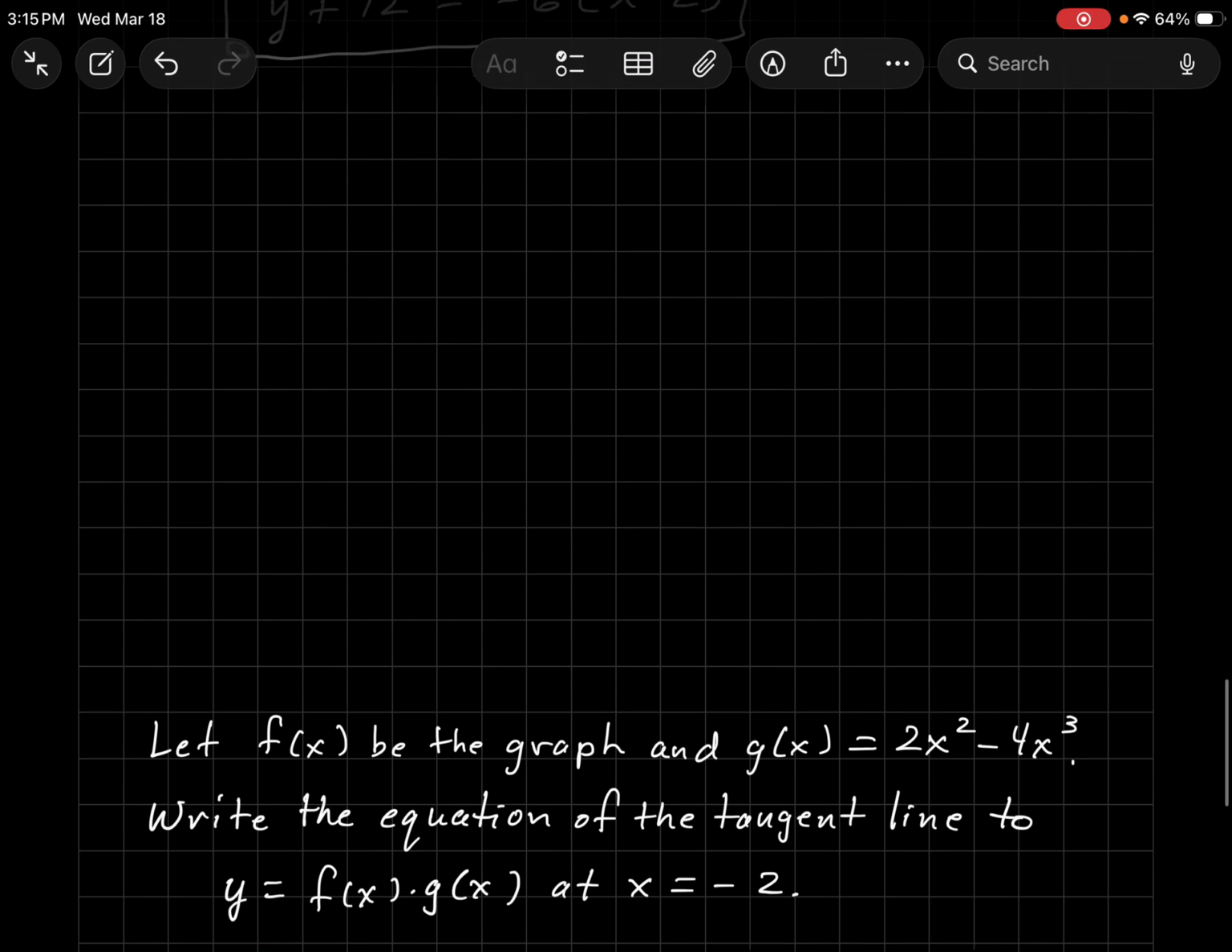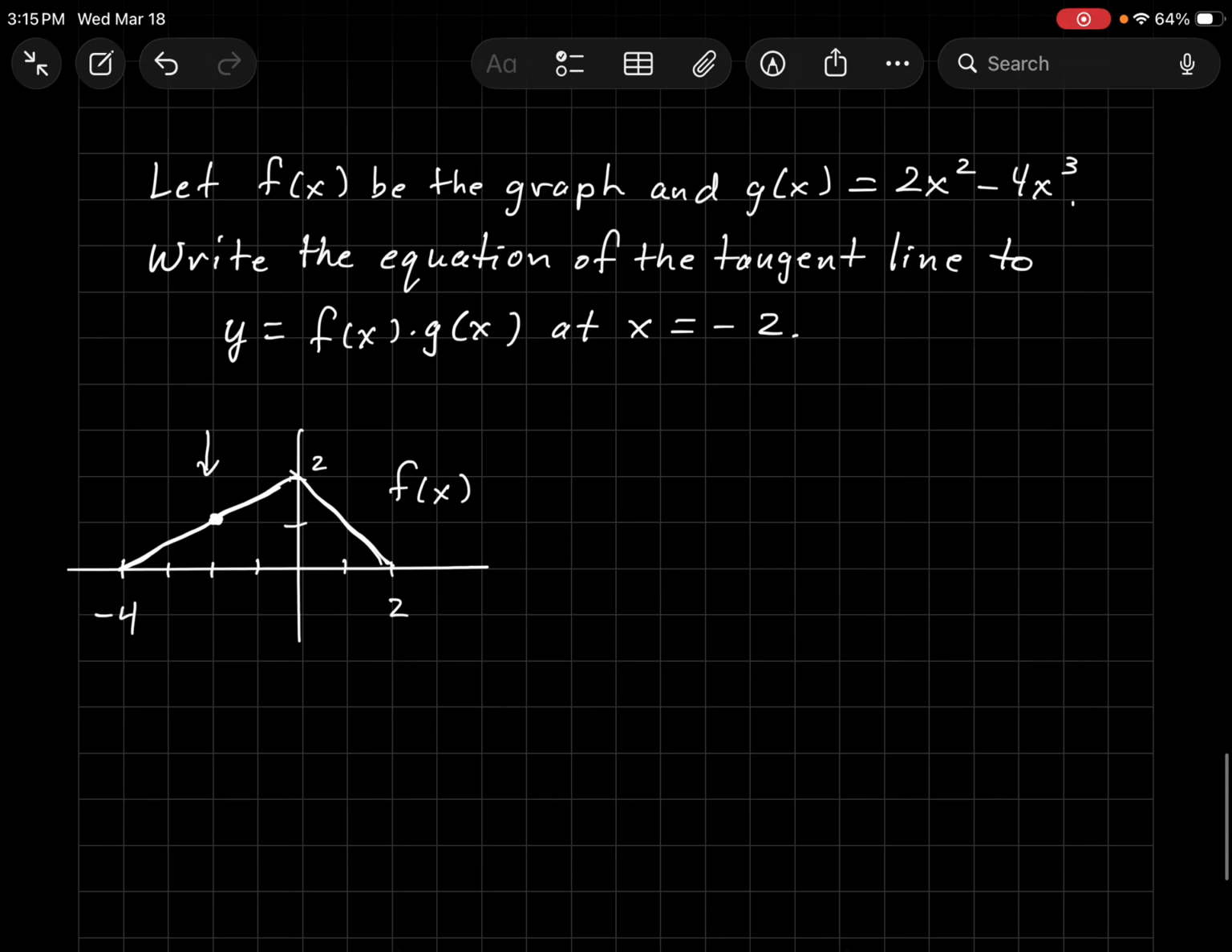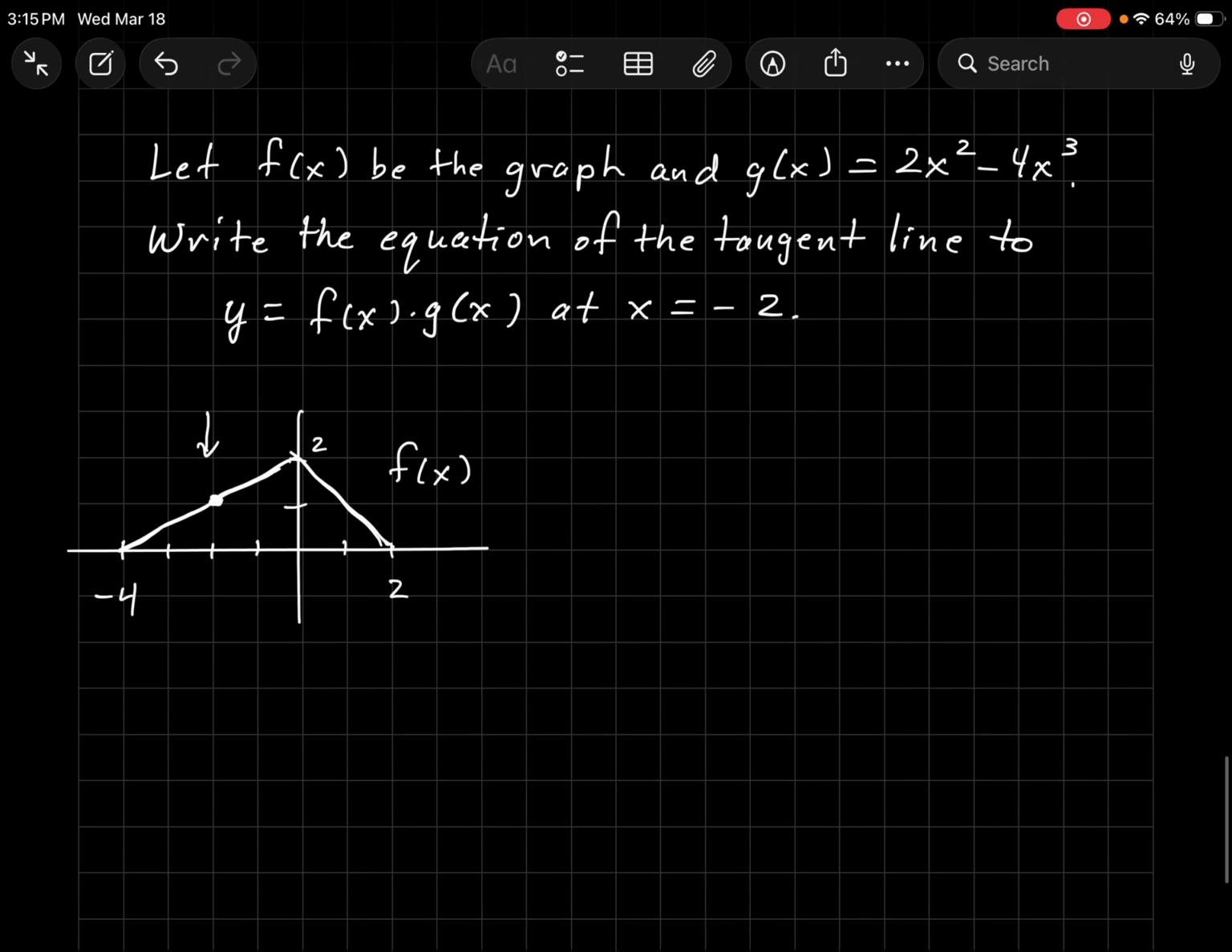One final problem. Let f of x be the graph, which is composed of two line segments, and let g of x equal 2x squared minus 4x cubed. Write the equation of the tangent line to y equals f times g at x equals -2. Well, we have the x value. Let's get the y value now.